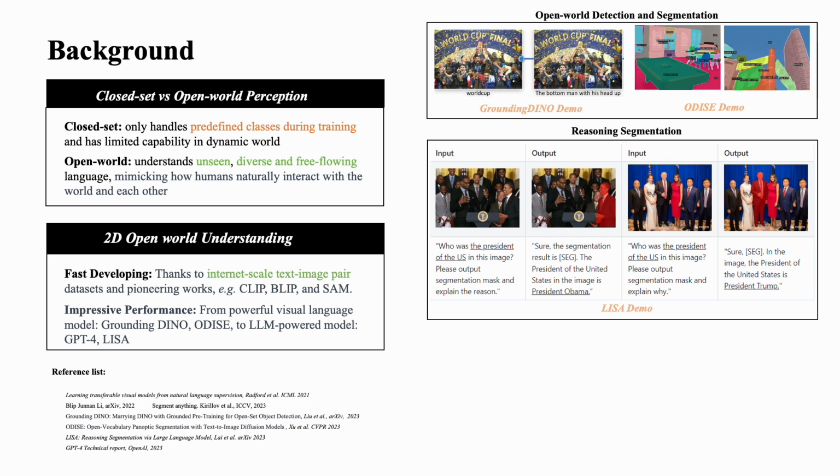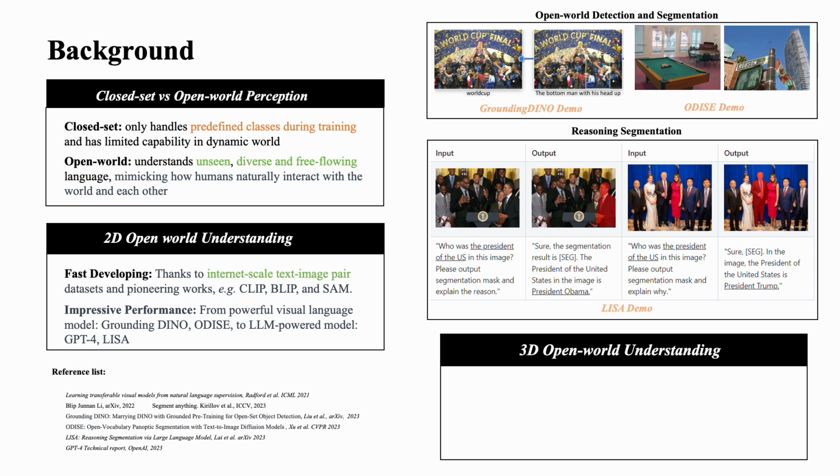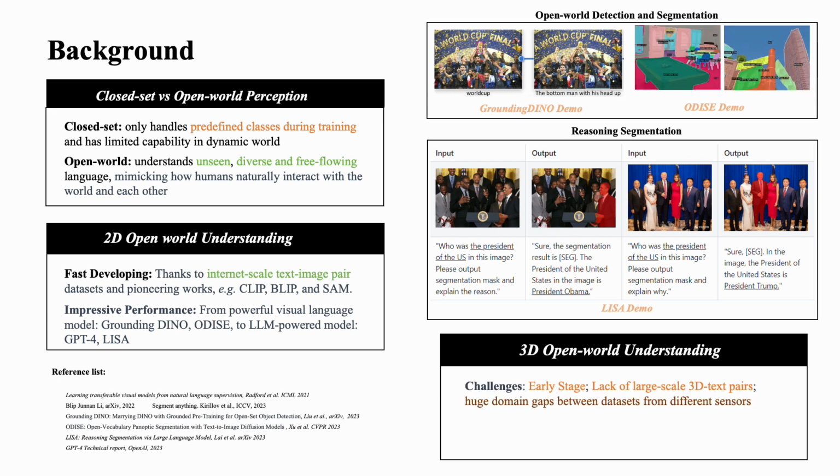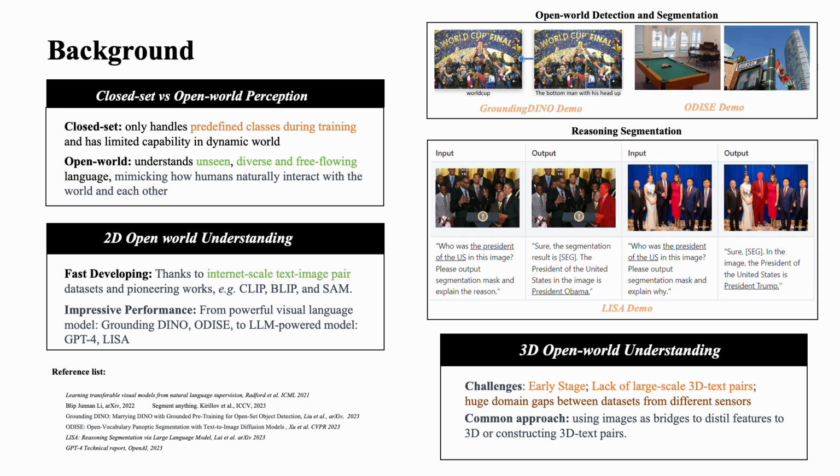In these directions, 2D open-world understanding has made substantial progress, not only capable of understanding new concepts and conducting high-accurate segmentation or detection tasks, but can also handle extremely complex text input, which might require reasoning and world knowledge to process. In contrast, 3D open-world understanding is still in its early stage. The lack of progress is partially due to the absence of large-scale 3D text datasets. As a result, common approaches for 3D open-world understanding rely on using images to bridge the gap between 3D and languages.